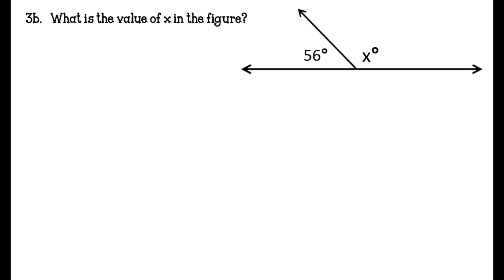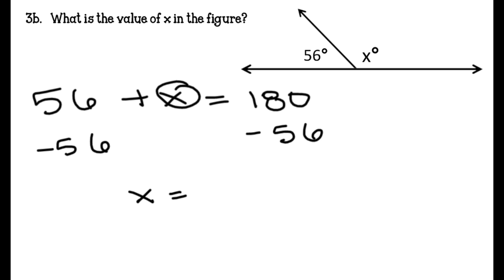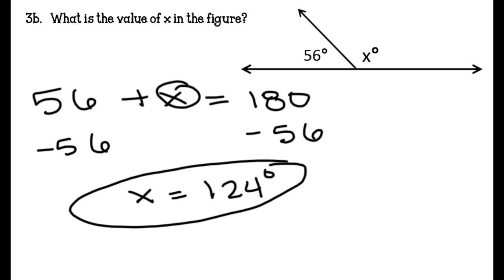3B, what is the value of x in the figure? So these angles together make a straight line, which is 180 degrees. So I do 56 plus x equals 180. And to get x by itself, I subtract 56 from both sides. And when I do that, I get x equals 124 degrees. I circle it. And that's my answer.